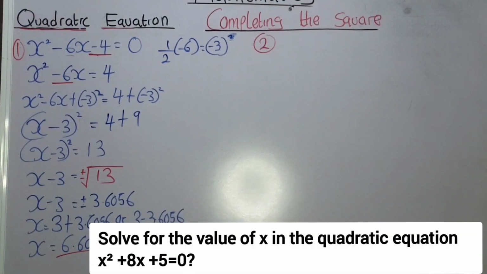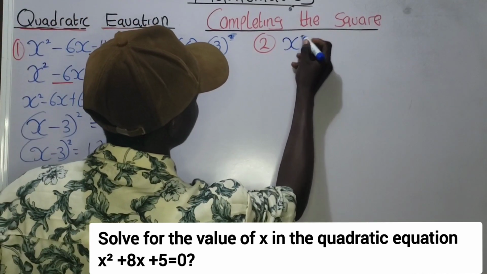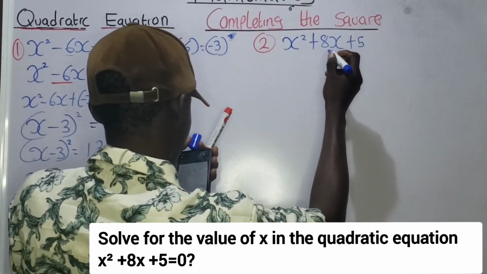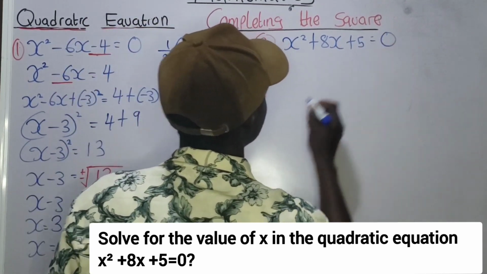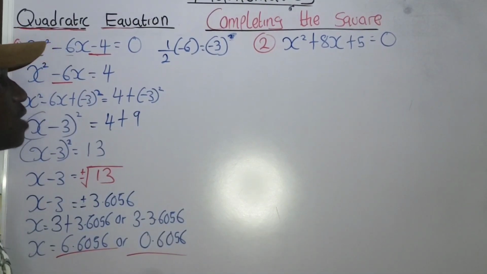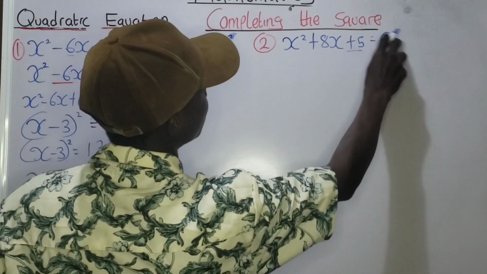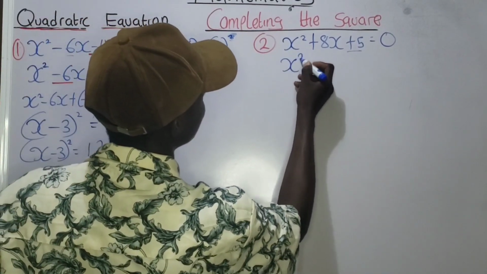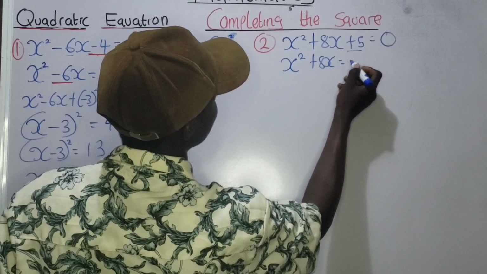Question 2, we are asked to solve for the value of x in the equation x squared plus 8x plus 5 equals 0. Okay, so we are still going to use the same steps. You understand? Now the first step is that you have to take the constant term to the right hand side of the equation. So here I'm going to have x squared plus 8x is equal to negative 5.